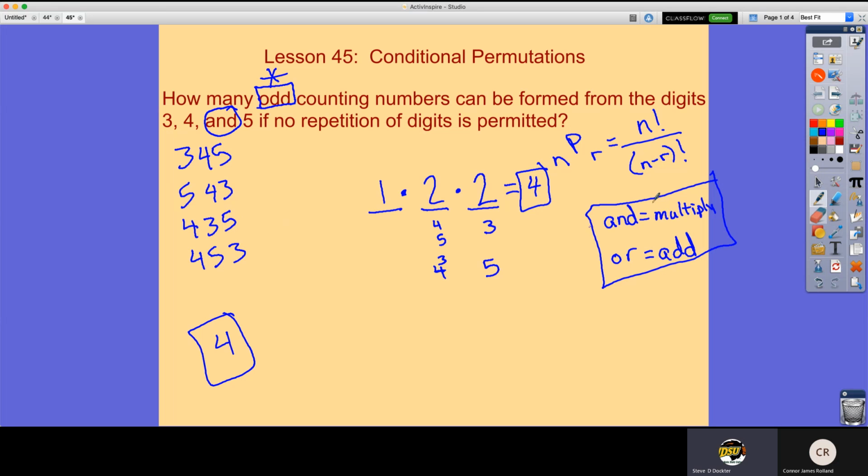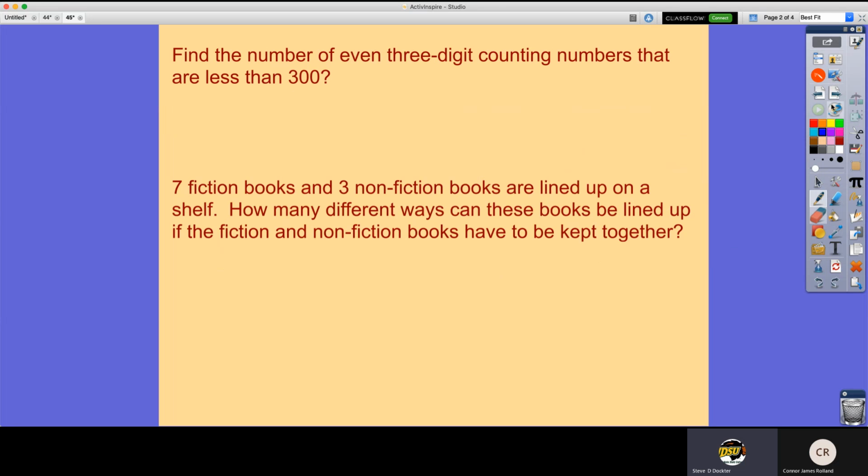Okay, all right, so let's make it a little bit more complicated then. All right, just write down the first one. I'll give you time to copy down the second one afterwards. All right, just in case. I don't remember how much room this one takes. Find the number of even 3-digit counting numbers that are less than 300.